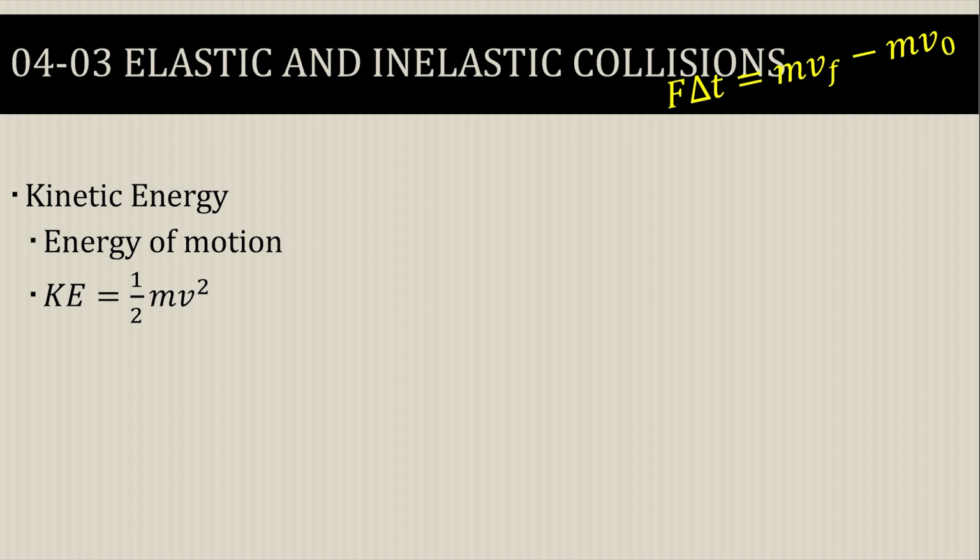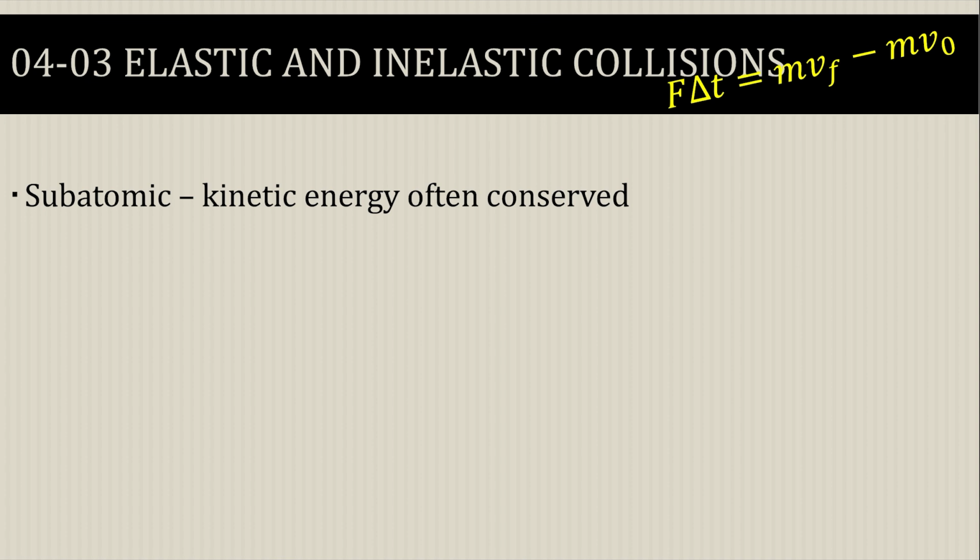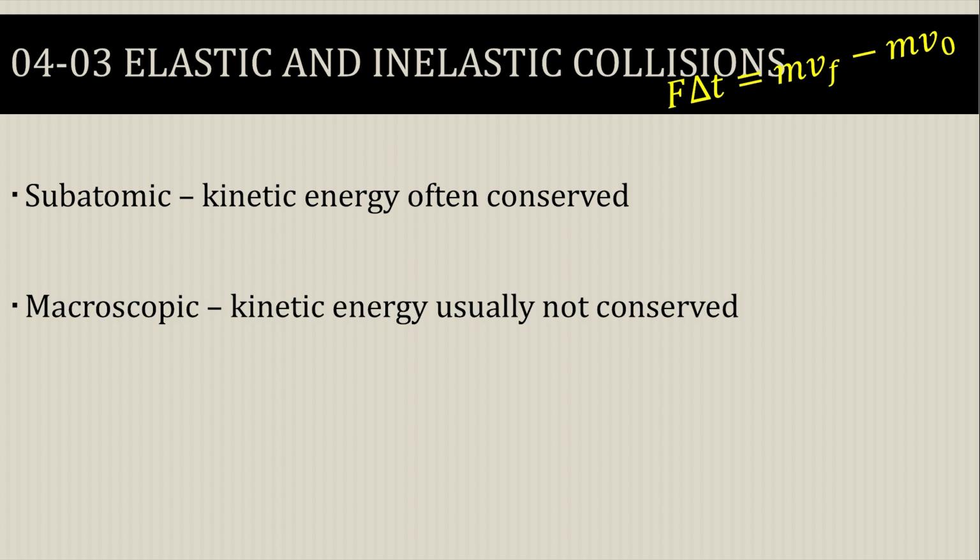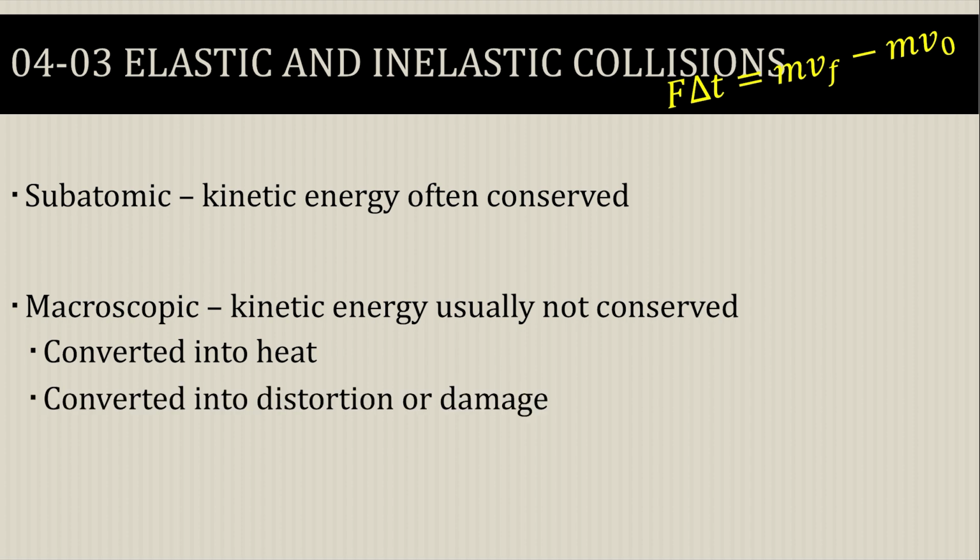Kinetic energy is the energy of motion, which means it is energy things have just because of movement. And kinetic energy is 1/2 mv squared. At the subatomic level, kinetic energy is often conserved during collisions. But at the macroscopic, or the big level, the size of collisions we're used to, kinetic energy is usually not conserved. During the collision, some of that energy is converted to heat. Some is converted into distortion or damage.